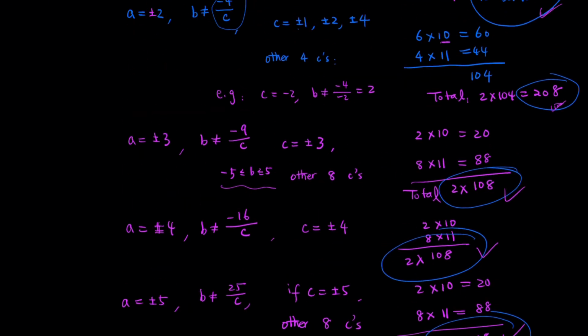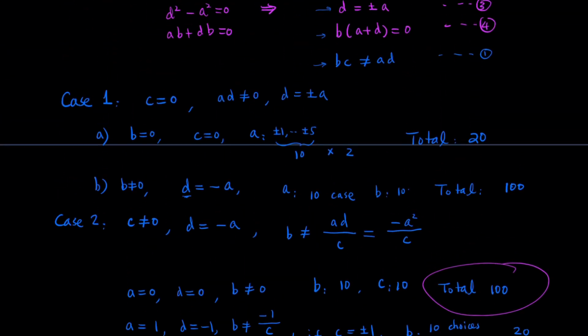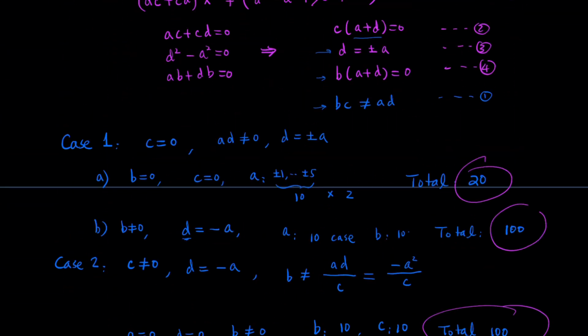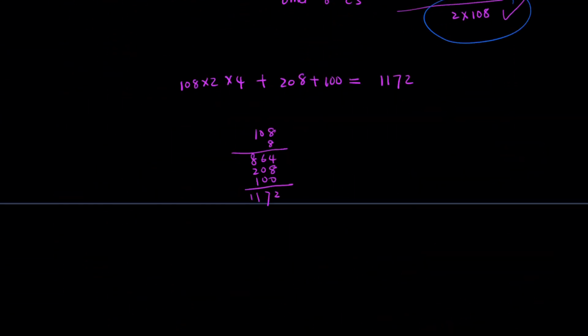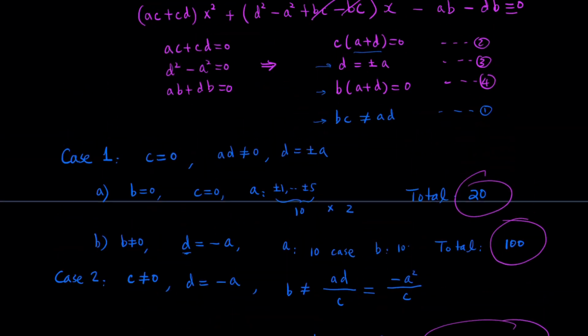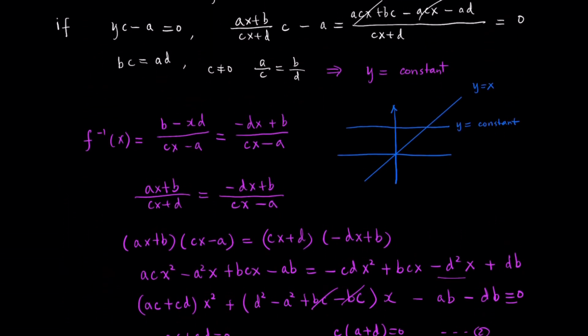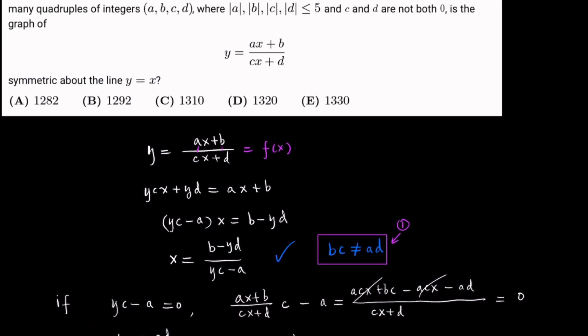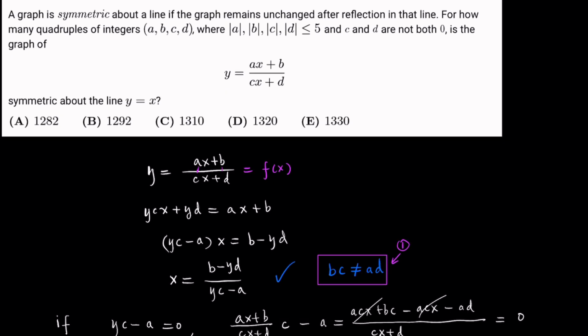right? And for case number 1, we have 120. So 120, 1292. That's the answer. So it's kind of a lot of casework. To be honest with you, I myself might not be able to do this correctly on the spot.